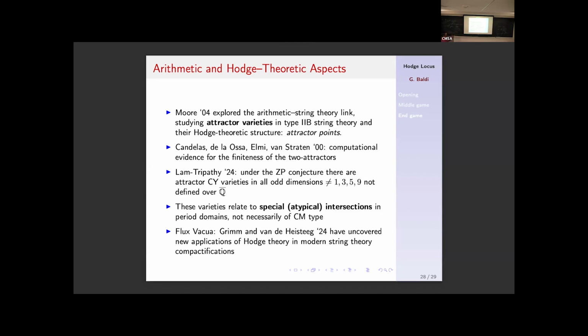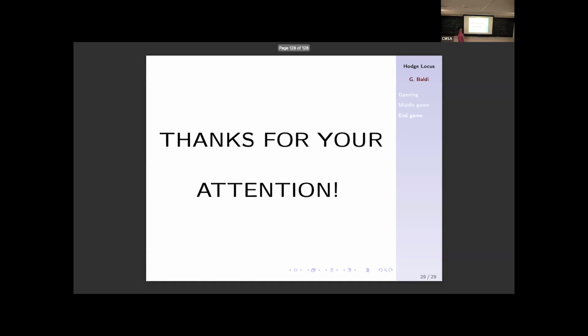And probably there are other examples in the literature, but I tried to just collect what I was aware of and what was around in 2004 and 2024, and somehow everything fits in the fully Hodge theoretic paradigm that we were describing. But yeah, I will stop here. Thanks for the attention.